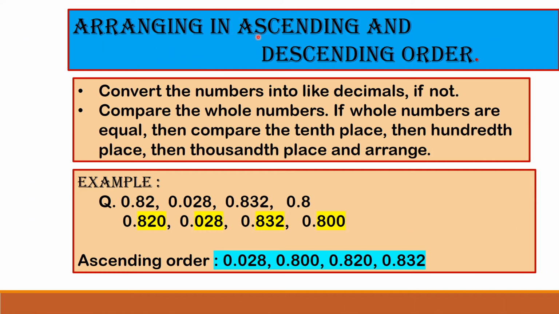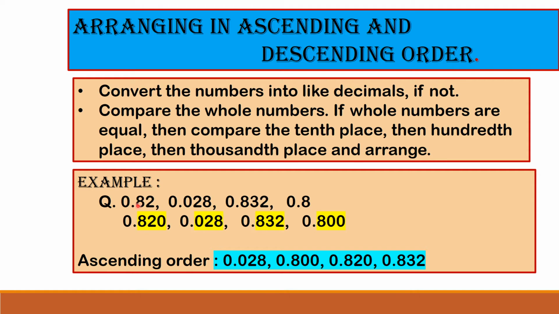Arranging decimal numbers in ascending and descending order. What you have to do? Convert the numbers into like decimals if they are not. Whichever numbers are not like decimals, you have to convert all the numbers into like decimals. Then you have to compare, starting from the whole number part. If the whole number is the same, then you go to the decimal places. The first place is the tenths place. If it is the same, then go to the hundredths place. If it is the same, then go to the thousandths place, and then arrange them in ascending or descending order.